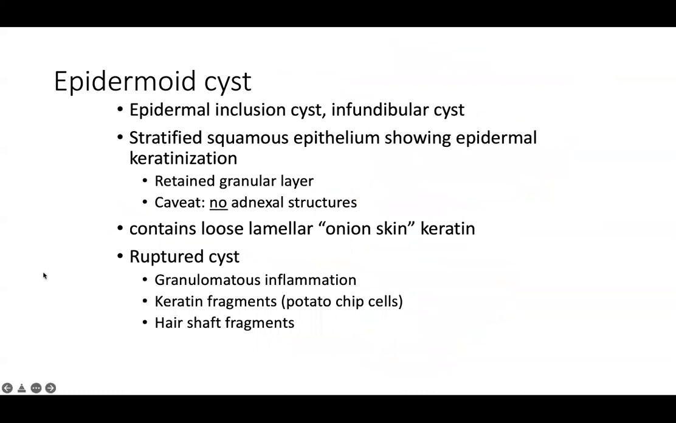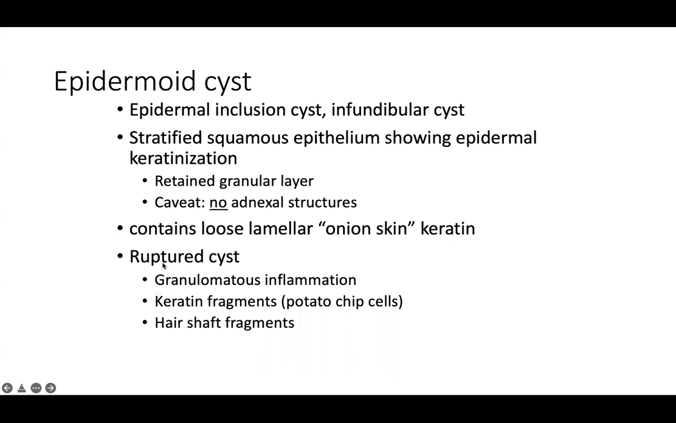So epidermal inclusion cyst, also known as epidermoid cyst or infundibular cyst, is lined by stratified squamous epithelium showing epidermal keratinization. Retention of the granular layer is key to making the diagnosis, and there are no adnexal structures directly connected to the lining. If there was, that would be a dermoid cyst, and we'll talk about that. Epidermoid cysts contain loose lamellar keratin. It looks kind of like onion skin keratin or basket weave orthokeratosis. It looks like shredded wheat in many cases as well. So loose lamellar onion skin keratin.